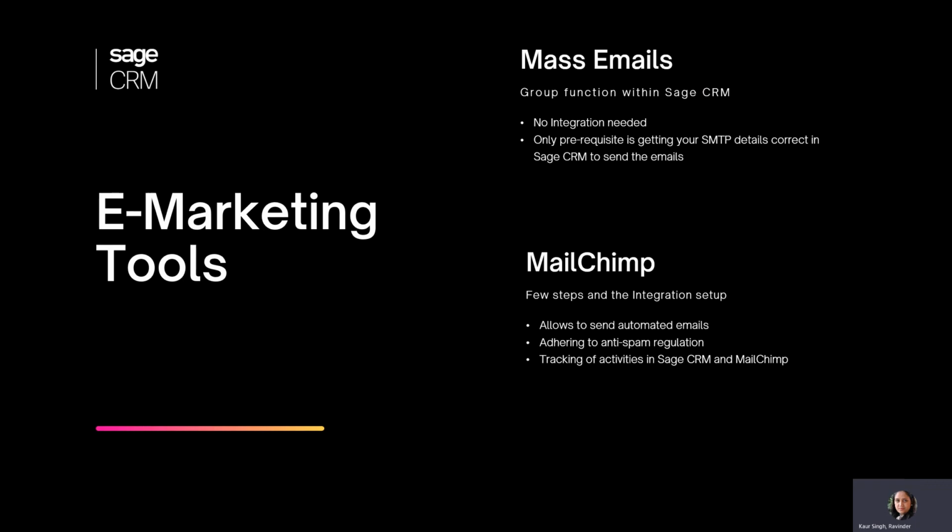Another e-marketing tool available for free is MailChimp Integration. Please do read MailChimp policies though, to make sure what is available within the MailChimp free edition. This integration is very simple to set up in Sage CRM. Once the integration is working, you can send automated emails to groups of Sage CRM contacts and track how recipients have interacted with the campaign emails. And all this while adhering to the anti-spam regulations through your MailChimp account.